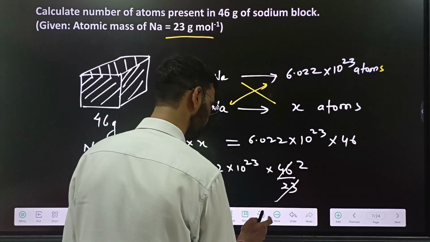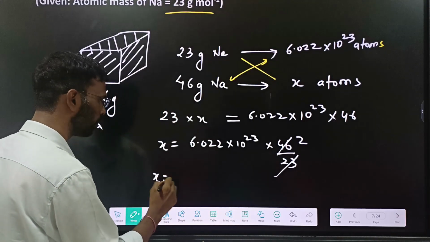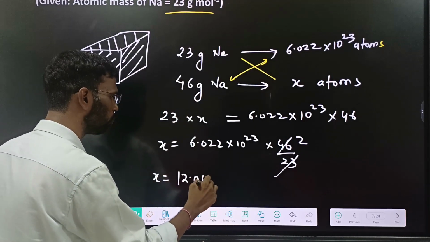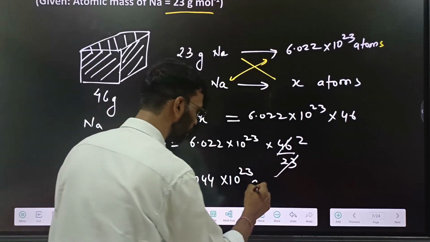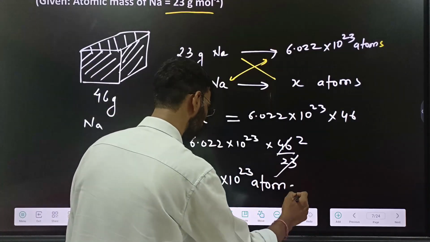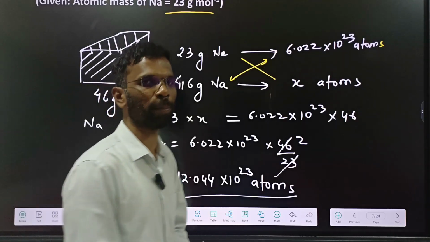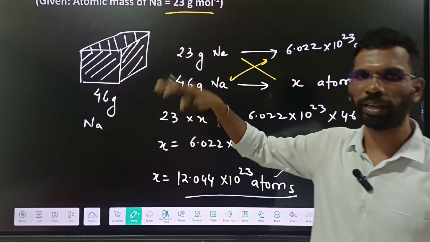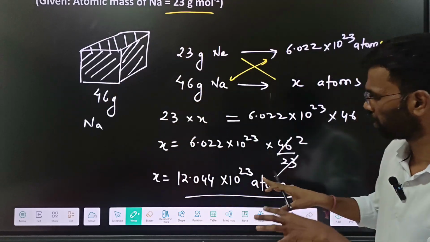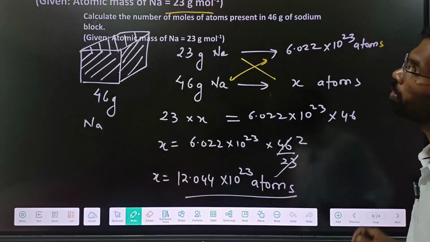So this is 2. So the final answer comes to X is equal to 12.044 into 10 raised to 23 atoms. These many atoms are present in 46 gram of sodium. Since the weight is almost double that of 23, the number of atoms present is also almost double. One more question we'll do.